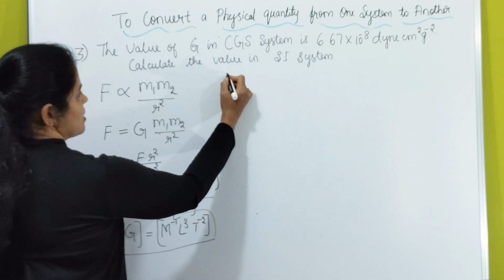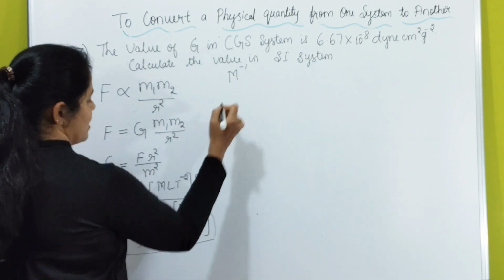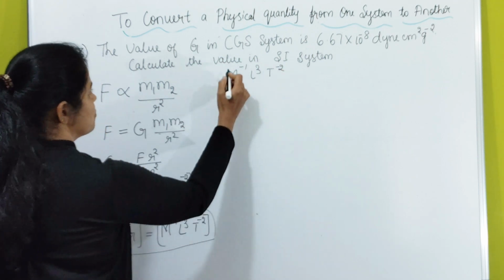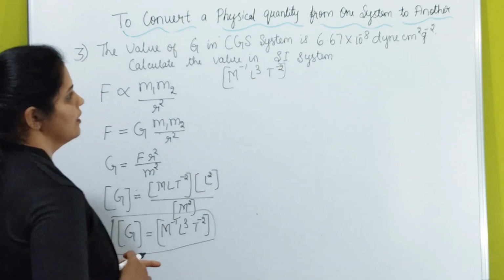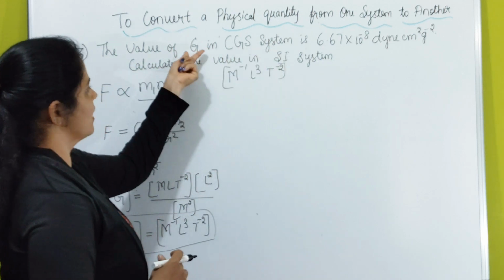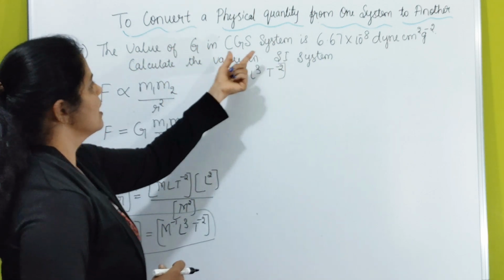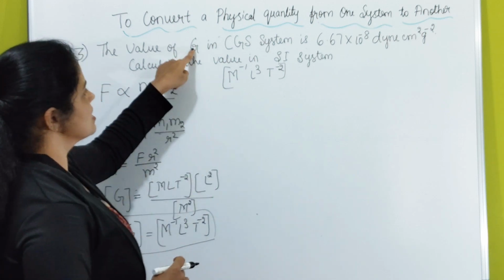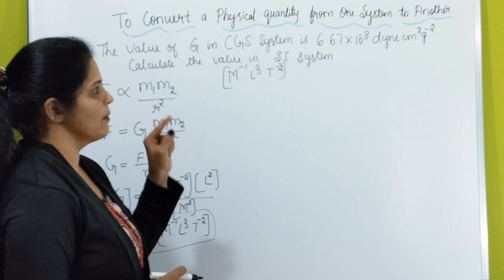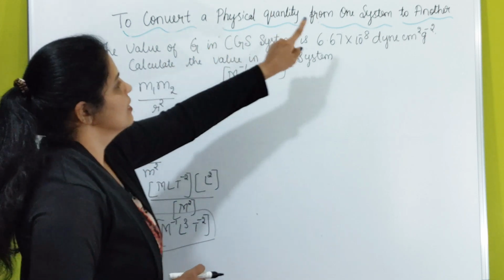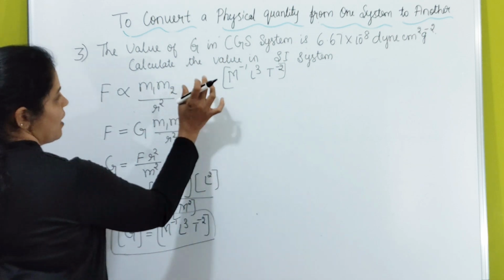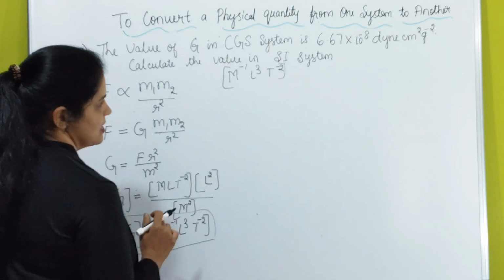So, what is that? M to the power minus 1, L to the power 3, T to the power minus 2. We need to convert the CGS system of the gravitational constant into the SI system. See, in the CGS system, what is its value? 6.67 10 to the power minus 8 is the magnitude, and the unit is dyne centimeter square per gram square. We have to find what the value is in the SI system.